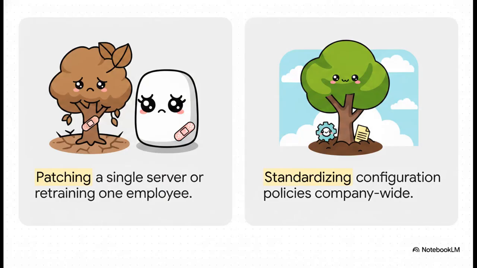This comparison totally hits the nail on the head. Correcting a symptom is like patching a single server or telling one employee to use a stronger password. You just pulled a bad leaf. But addressing a root cause, that's realizing your IT department literally has no dedicated policy for system configurations and fixing that company-wide. You're changing the actual soil so the whole tree thrives. Corrective actions that don't address that root cause are honestly just temporary illusions of security.